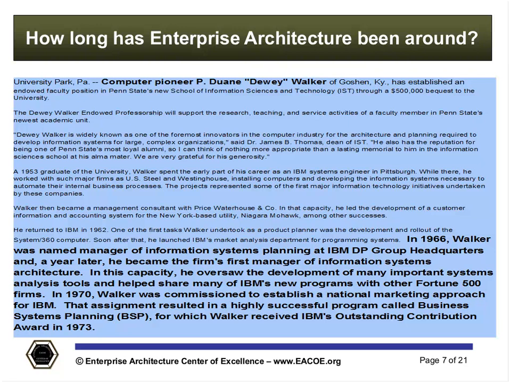It says here, in 1966, Dewey was named the manager of information systems planning at IBM's headquarters. And a year later, this is a very important phrase, he became the firm's first manager of information systems architecture. Now, why information systems? Of course, that was IBM's domain. Please notice what happened here. This is not subtle, and in most enterprises, this has not been picked up yet.